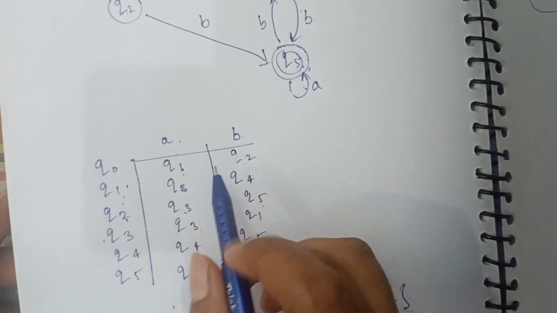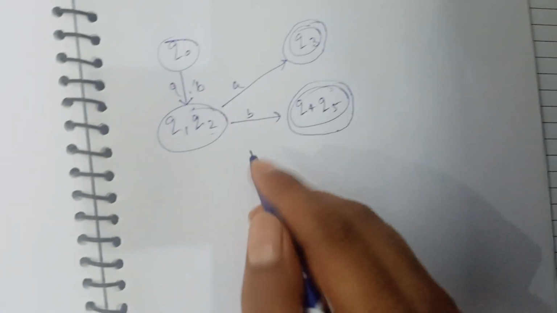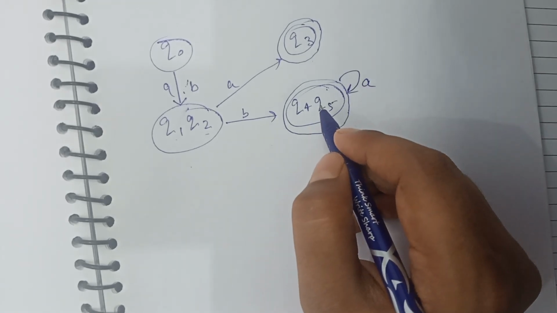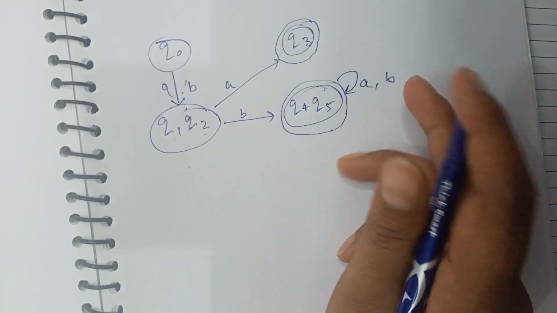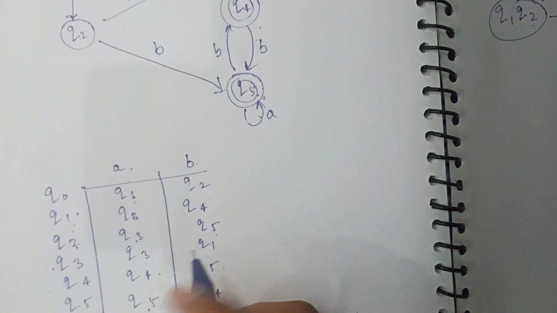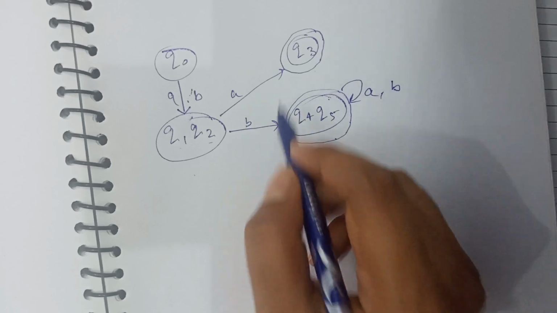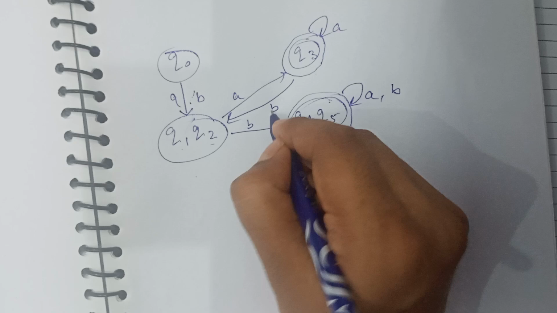Now we will see Q4 and Q5. For Q4 and Q5, for A it is going to Q4 and Q5, and for B it is going to Q5 and Q4. So for both we will write A comma B here. And now we will check for Q3. For A it goes to Q3, so we will make a self loop on A, and for B it goes to Q1.